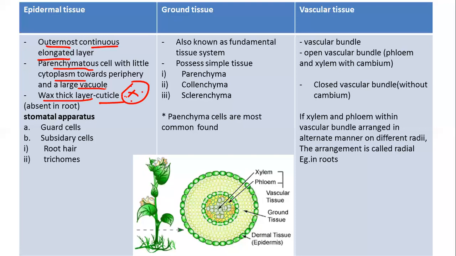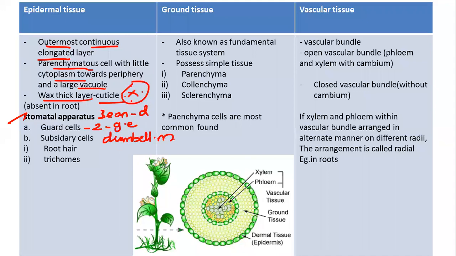Now the stomatal apparatus, which is a component of epidermal tissue, is also found in the epidermis and consists of guard cells. These guard cells are usually two in number, helping in closing and opening for gaseous exchange. They are bean shaped in dicots and dumbbell shaped in monocots. Just note it: bean shape in dicot and dumbbell shape in monocot. The inner walls are thick while the outer walls are thin.